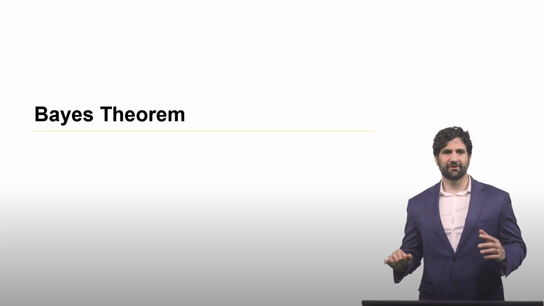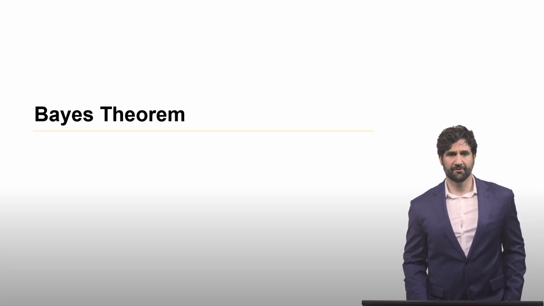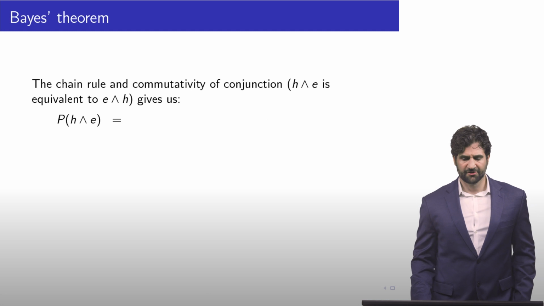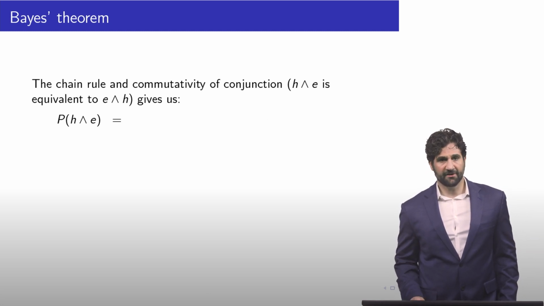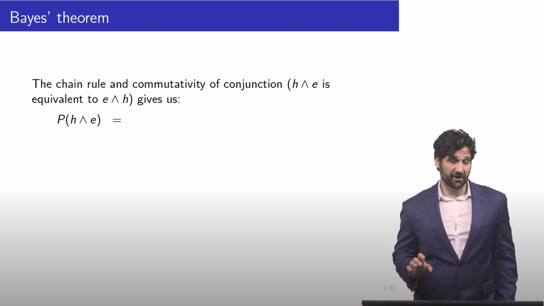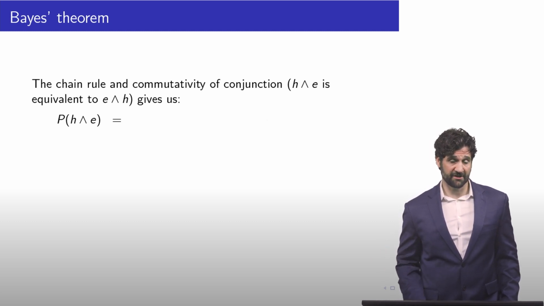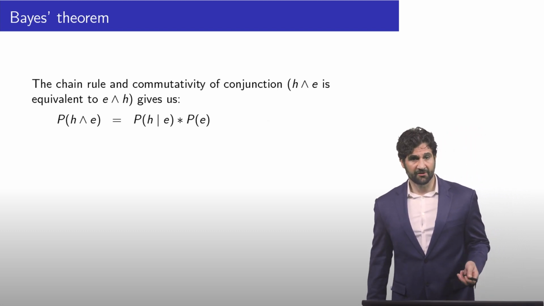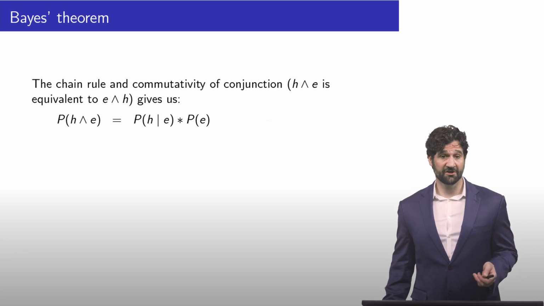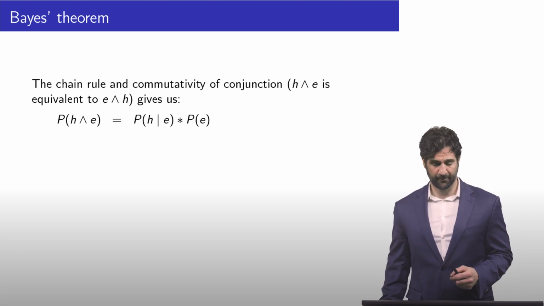Welcome back. In this lecture we will discuss Bayes' theorem. So we can look at the probability of a conjunction between two propositions H and E in two different ways. The first would be the probability of H conditioned on E multiplied by the prior of E.